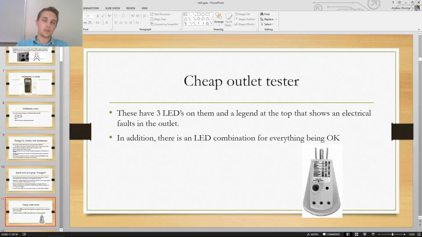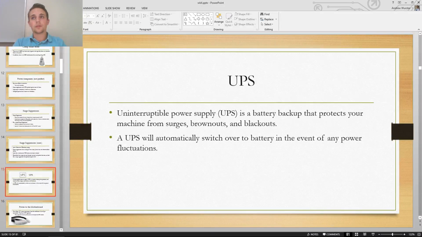UPS is also known as uninterruptible power supply. It's just a giant battery that you plug all your stuff into, and it takes over the power from your power company whenever there's any change in electricity that would affect the way your applications and electronics would function. So it will automatically switch over. There's many types of UPSs. There's UPSs that will automatically switch over, and there's ones that won't, and you can tell them to only switch over when you tell them to.